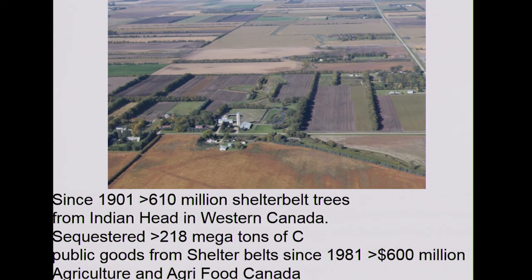The Canada Ag Department has estimated it has stored 218 megatons of carbon in these windbreaks and shelter belts. Other services and goods benefits are over $600 million.